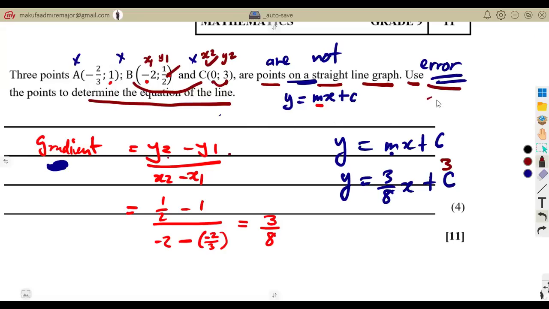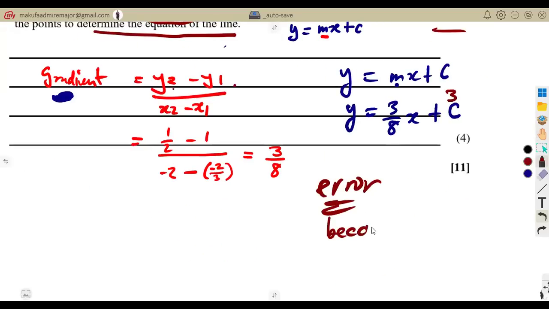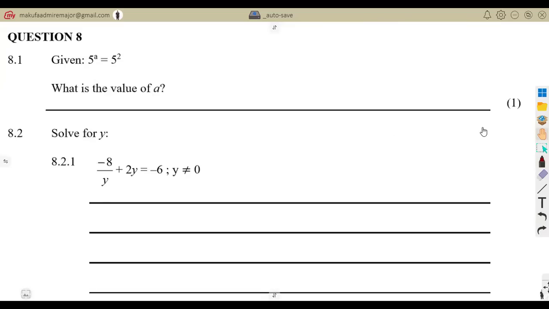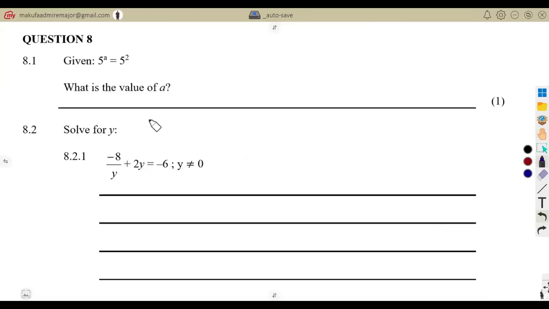So this question was actually an error, because of the wrong points given there. These points cannot be on a straight line. It is impossible for those points to be on a straight line. So that's another thing that you need to be careful about. But in exam conditions, guys, you know, this is just going to be marked.